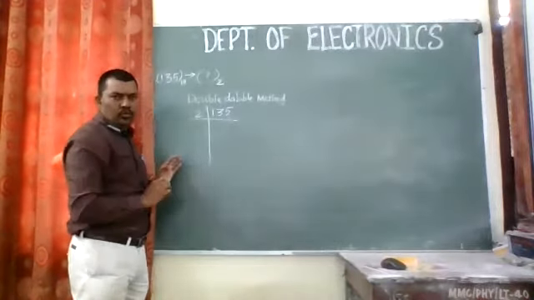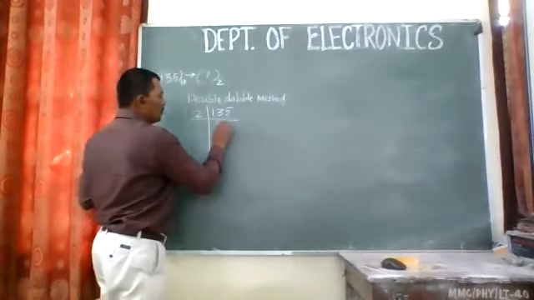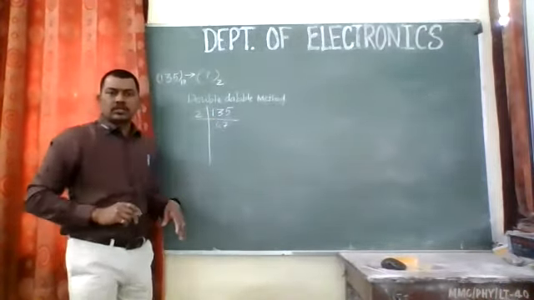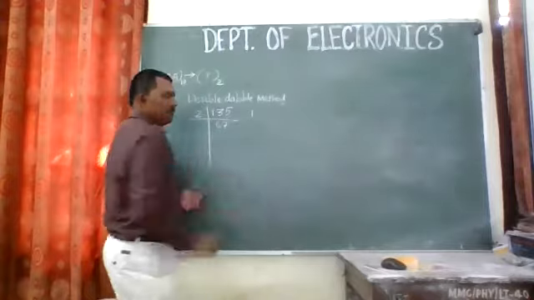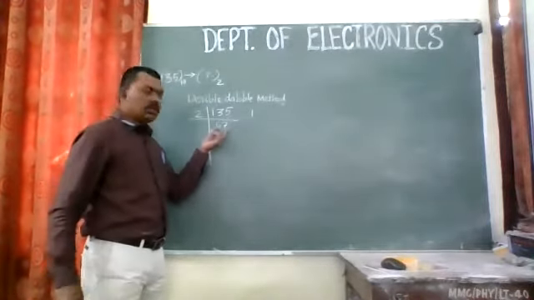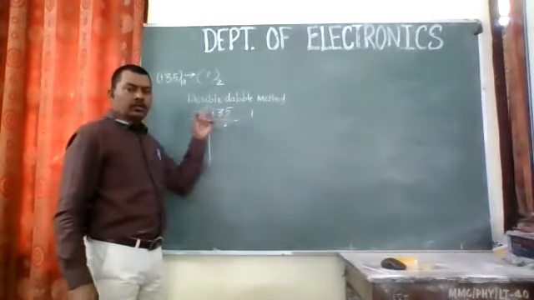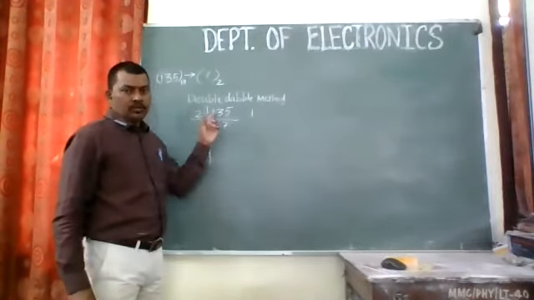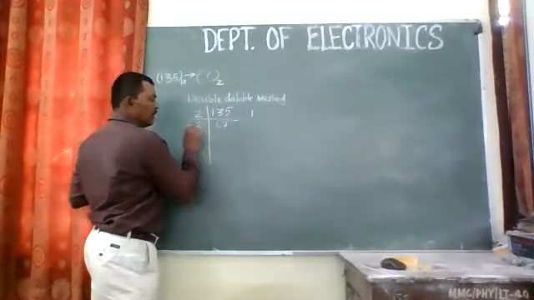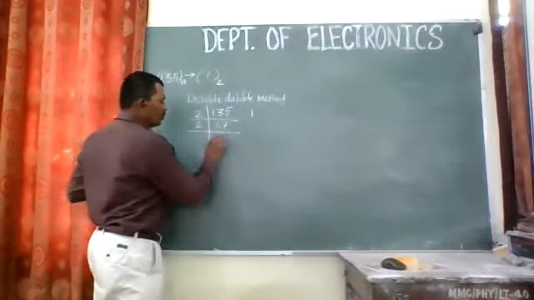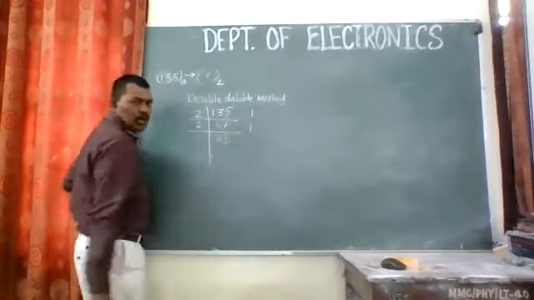So 135 divided by 2: 2 sixes are 12, 1 carry 15, 2 sevens are 14. So 67 is the quotient and 1 is the remainder. Again, divide 67 by 2. 2 thirty-threes are 66, and the remainder is again 1. We are storing these remainders.